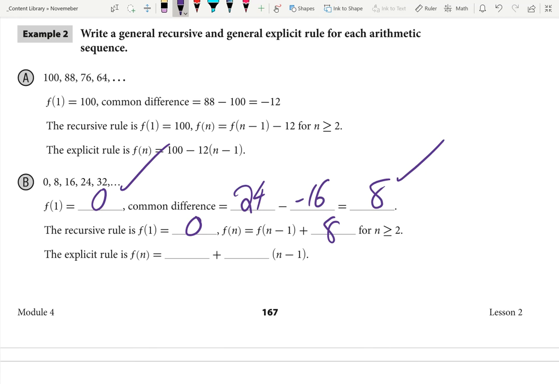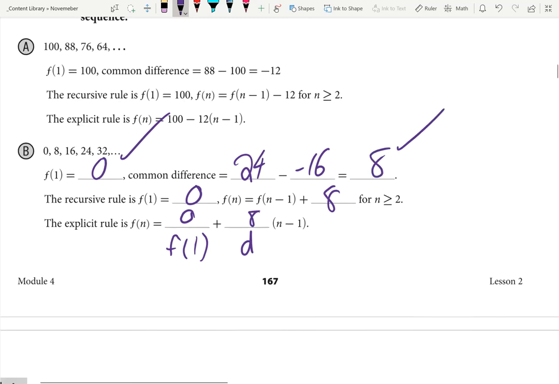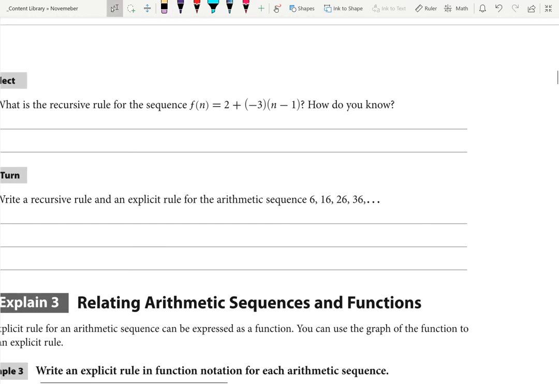There's our recursive rule. Now, our explicit rule, remember, we have f of 1 goes here, and then our common difference goes here. So f of 1 is 0 again, plus our common difference of 8 times n minus 1. So it's all filled in for you.